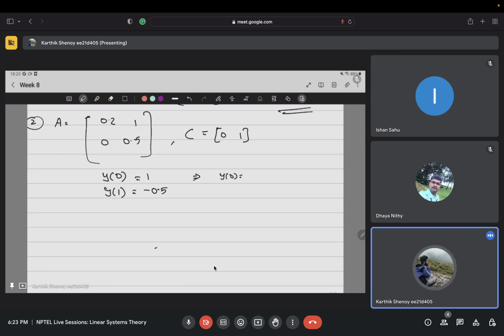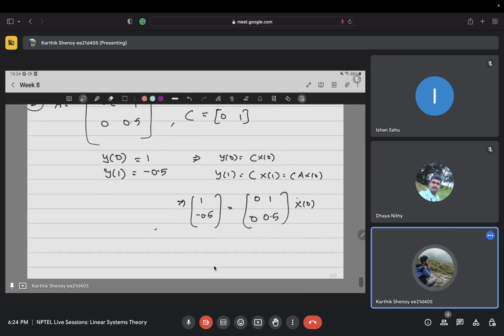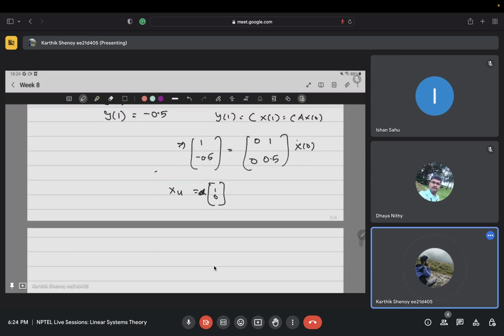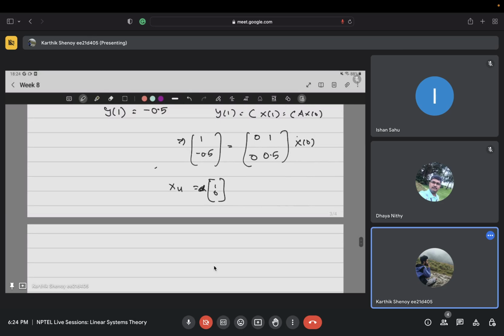So what is this equal to? Y of 0 is C times x of 0, y of 1 is equal to C times x of 1, which is C A x of 0. Which means [1; minus 0.5] equals C A, that is [0, 0.5], times x of 0. Now let's take any vector x0 plus alpha times [1, 0].